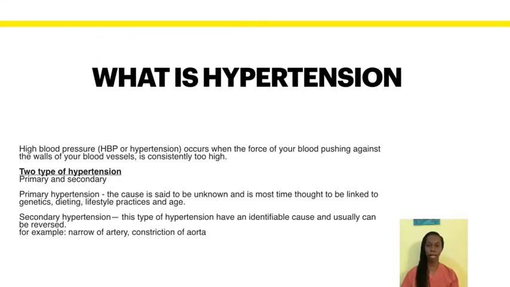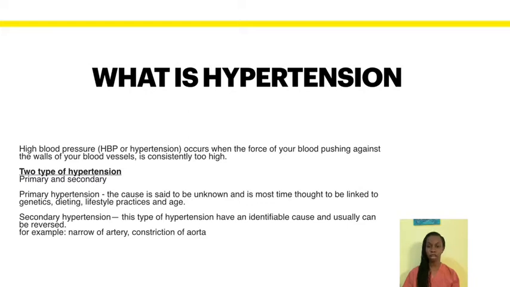Hypertension, also known as high blood pressure, occurs when the force of blood pushing against the walls of the blood vessels is constantly high. There are two types of hypertension. You have primary hypertension and secondary hypertension.